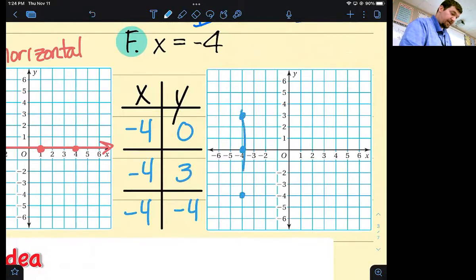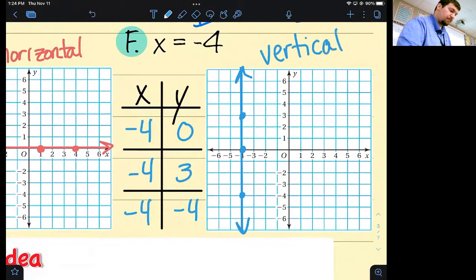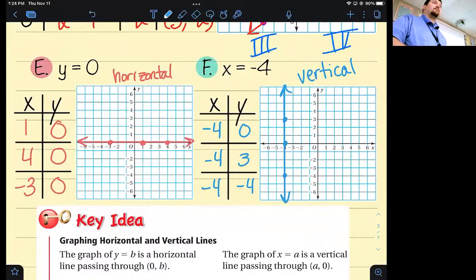And again, it doesn't matter, because it's just going to be a horizontal line. Or not, sorry, not horizontal. What do we call this line? Vertical. Yeah, vertical line. And that's new for us.